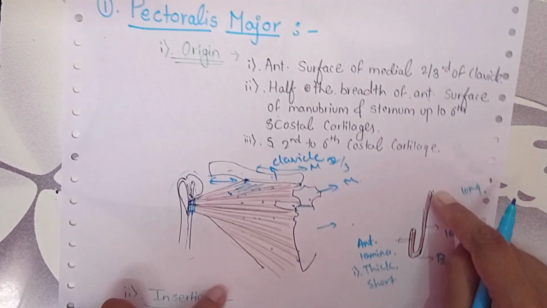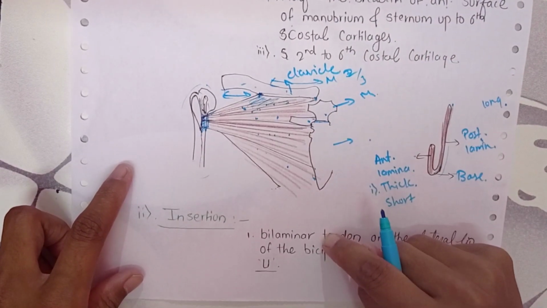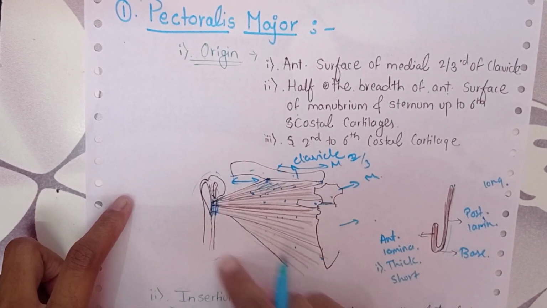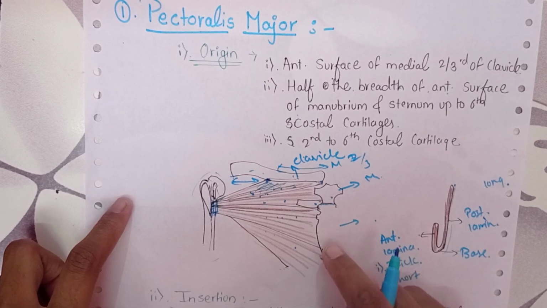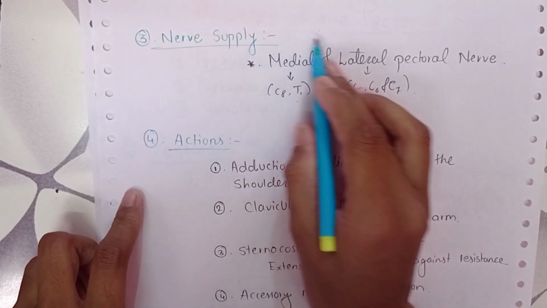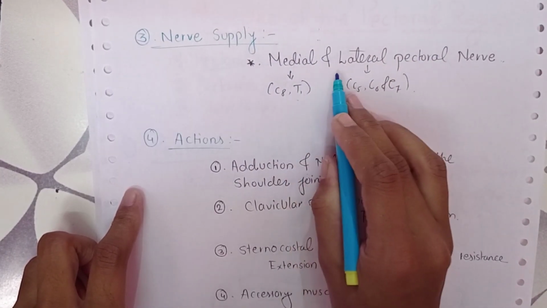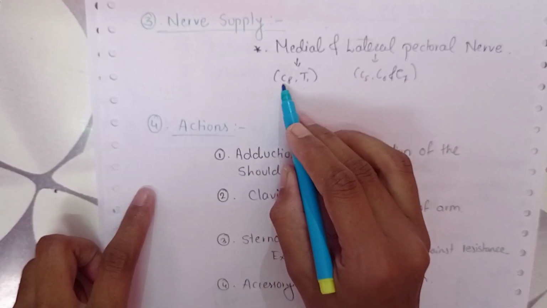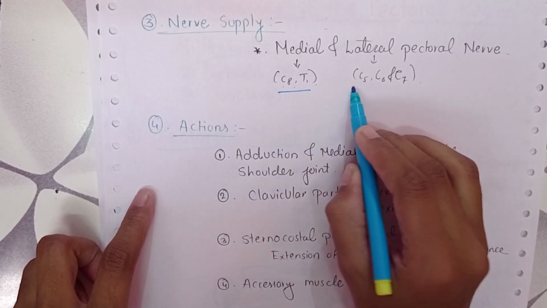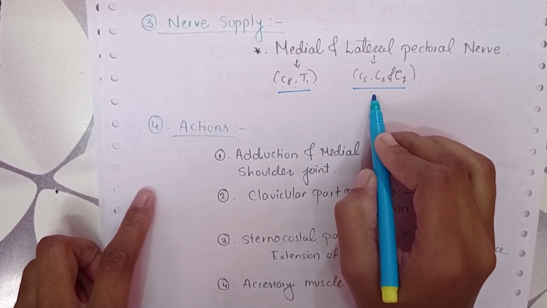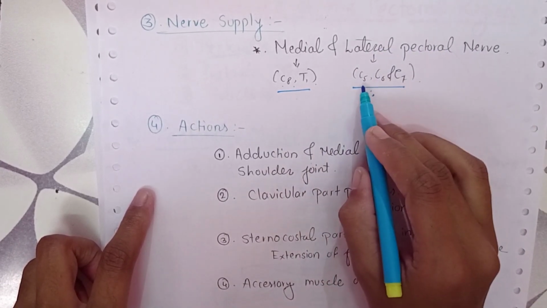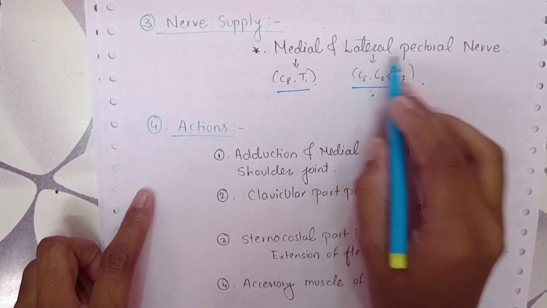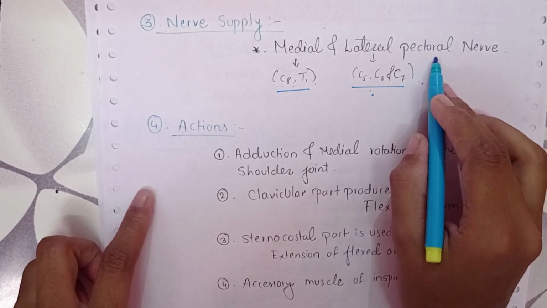Now after the origin and insertion we have to study the nerve supply. Which nerve supplies this pectoralis major muscle? The nerve supply of the pectoral region is the medial and the lateral pectoral nerve. The medial pectoral nerve is C8 and T1. This we have learned in the brachial plexus. The lateral pectoral nerve is C5, C6 and C7. These two nerves supply the pectoral region.